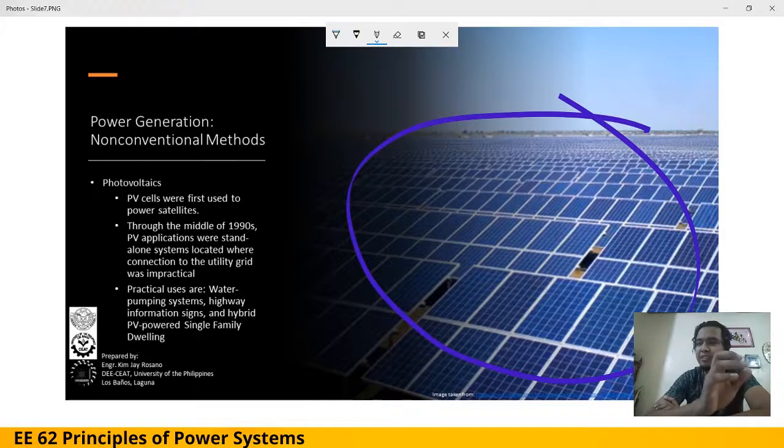Pero meron ba tayong venue later? I think may venue tayo later on to discuss yung ating net metering. Okay.